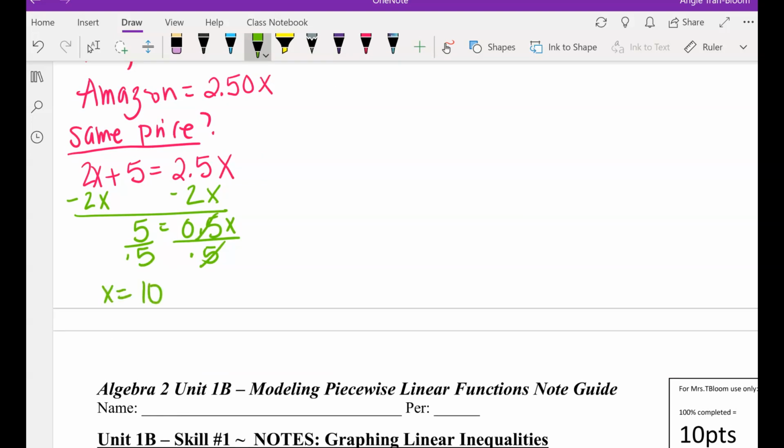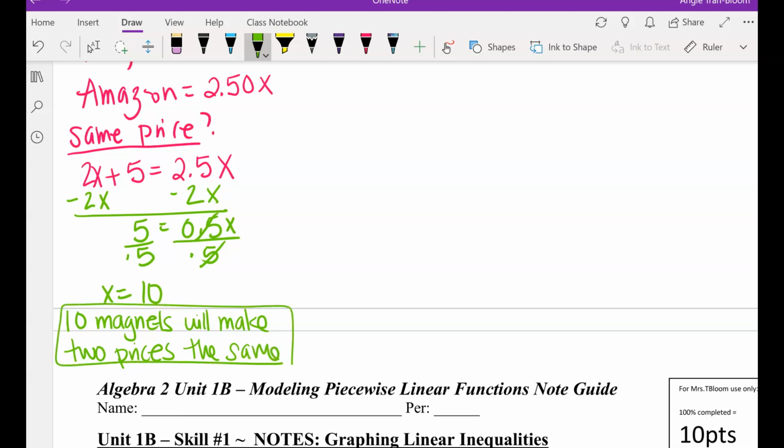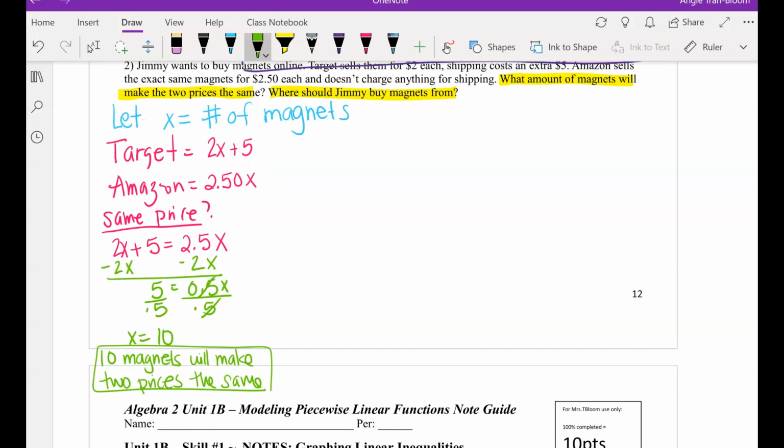Okay, how do you write that sentence? One complete sentence. What would you write? Perfect. 10 magnets will make the 2 prices the same. Are we done with this problem? No. What's the second question?